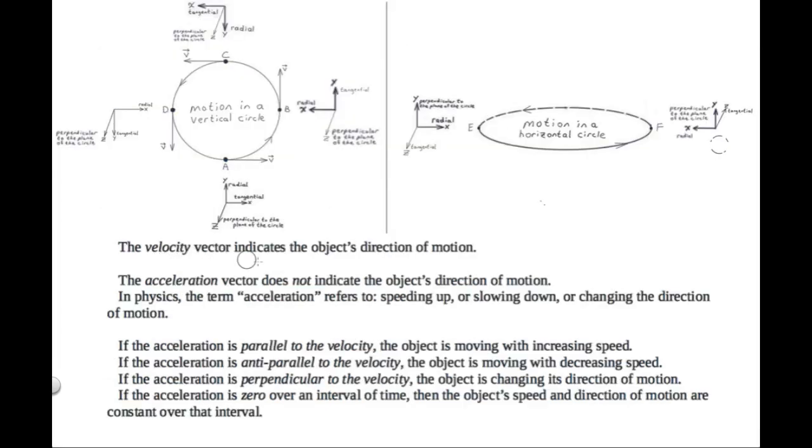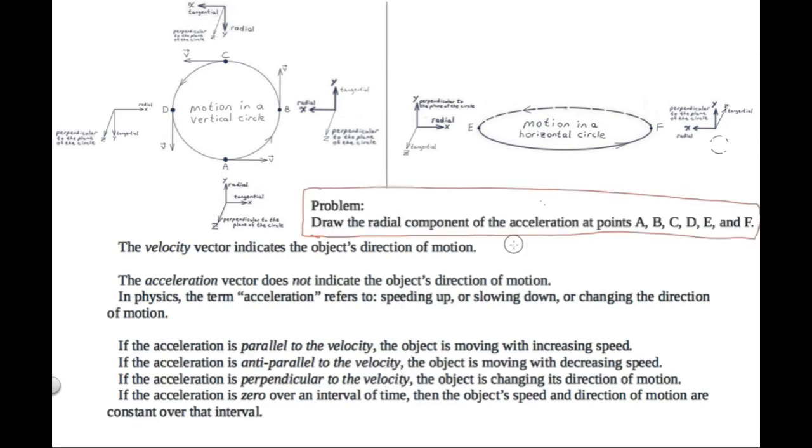Next, let's discuss the acceleration vector for circular motion. The velocity vector indicates the object's direction of motion. The acceleration vector does not indicate the object's direction of motion. So what does the acceleration indicate? In physics, the term acceleration refers to speeding up, or slowing down, or changing the direction of motion. We can use these rules to help us interpret the acceleration. Now please pause the video and try this problem.